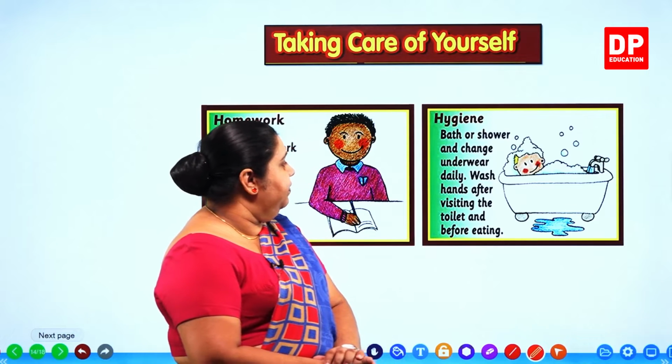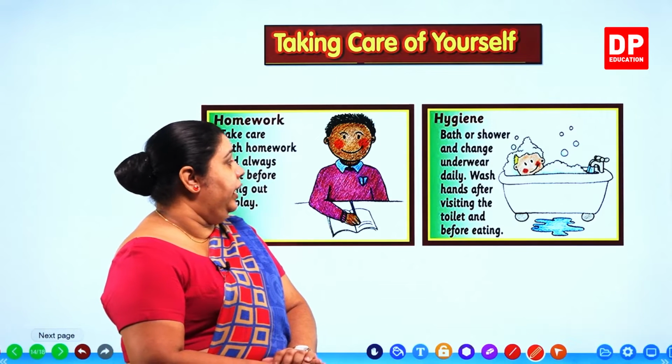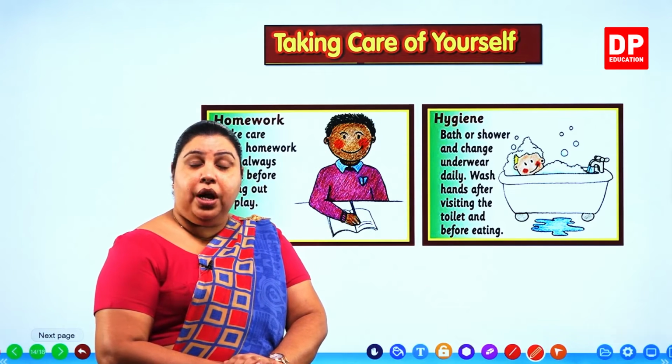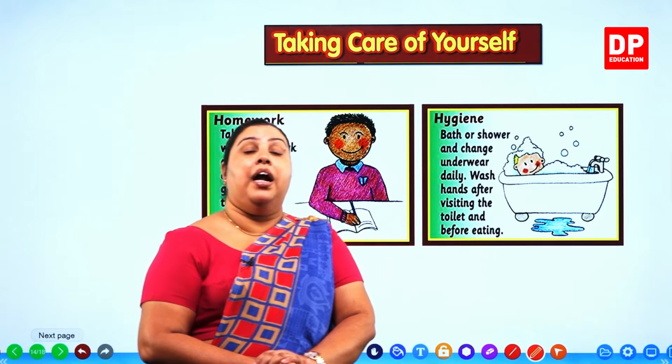Wash hands after visiting the toilet and before eating, and especially after you go to a hospital and when you come back.